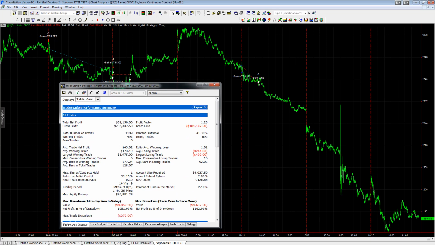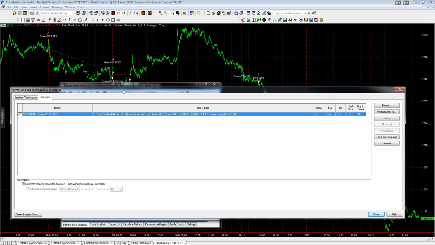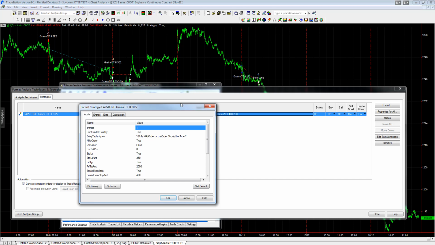That is the question. So to format the strategy, it's the same strategy that I currently have for Soybeans Day Trader 3, but I've added some inputs, and I've called this Grains Day Trader 3 2022. There are no rule changes other than the fact that you can select between market order or limit order. And if you select a limit order, you get in for buy signals on the close minus 0 on a limit, shorts close plus 0 on a limit.